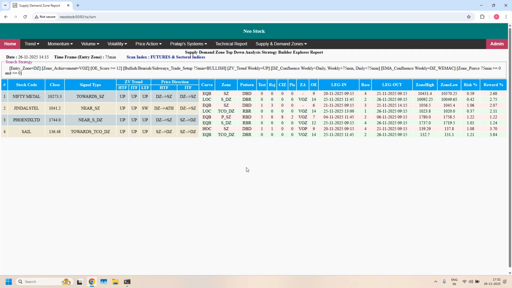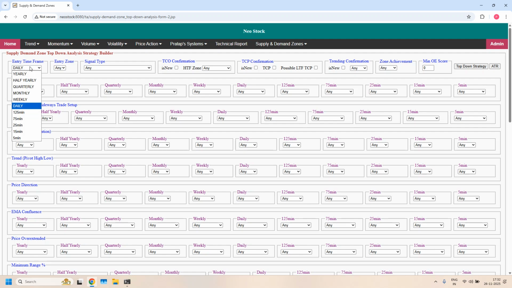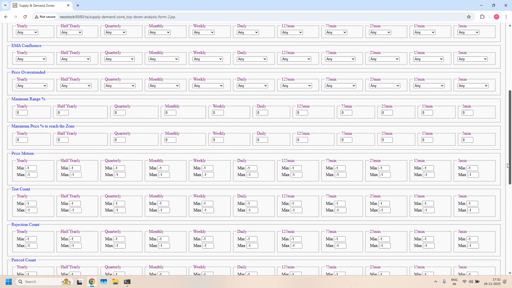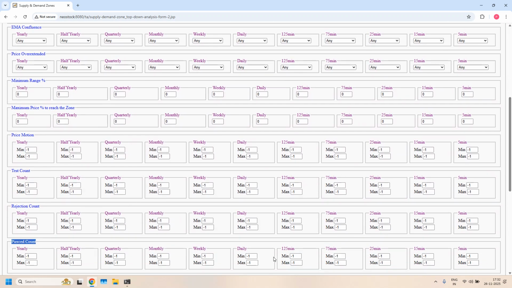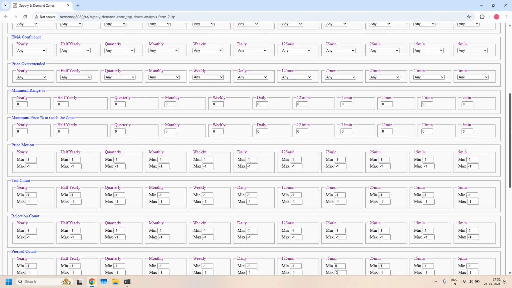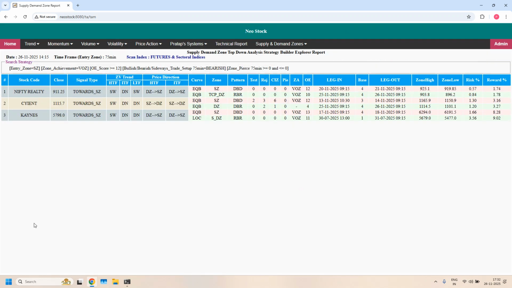Okay, next I will generate bearish trade setup for weekly income trade. Entry time frame zones are 75 minutes supply zone. And here I am selecting bearish, zone achievement VOZ, minimum order enhance score 12, and also the 75 minutes supply zone should not be pierced. So in the pierced count at 75 minutes time frame, minimum value 0, maximum value 0. With these filters, we got 3 stocks. So these 3 stocks are supporting bearish trade setup for a weekly income trade. Entry time frame zones are 75 minutes supply zones.